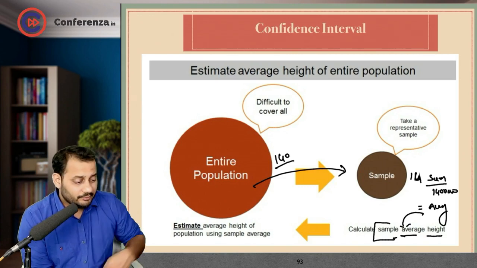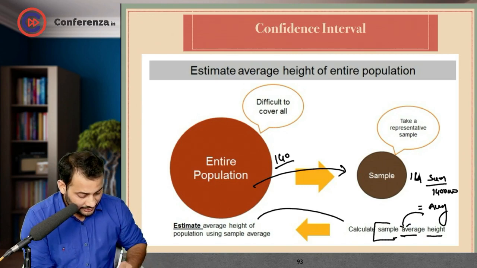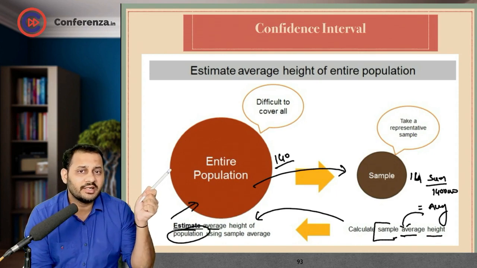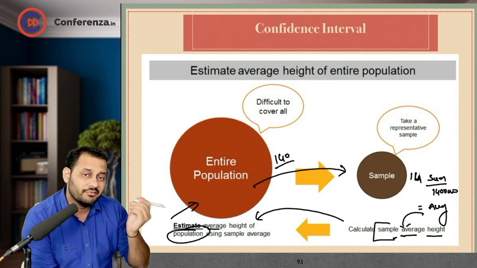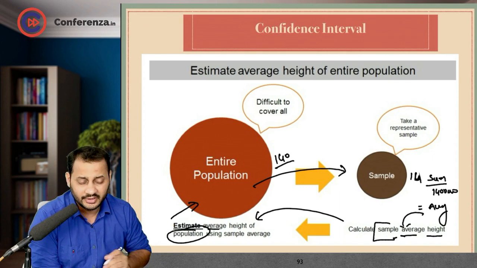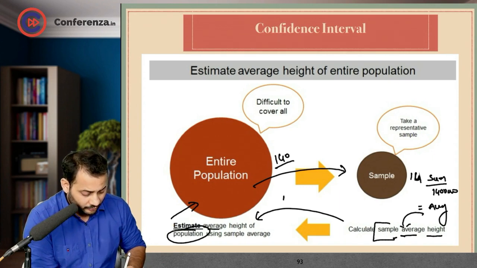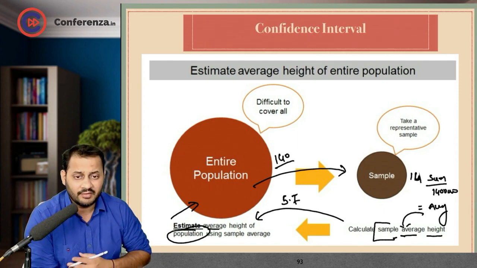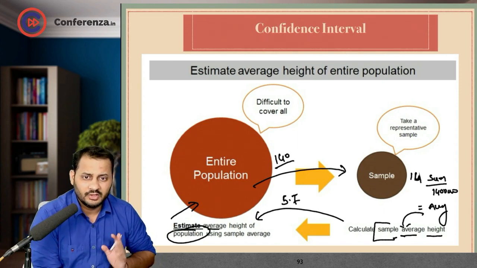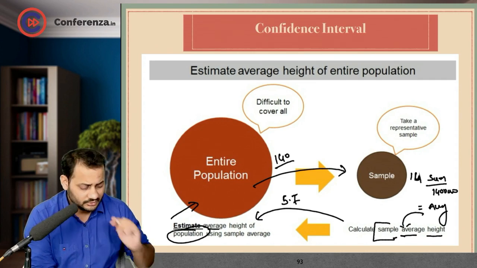This average sample height can be called the average height of the entire population. Because the sample represents the entire population, the average sample height also represents the entire population. So we can say that 5.7 feet is the average height of every person in the country. Why am I taking such an example? I will just let you know.